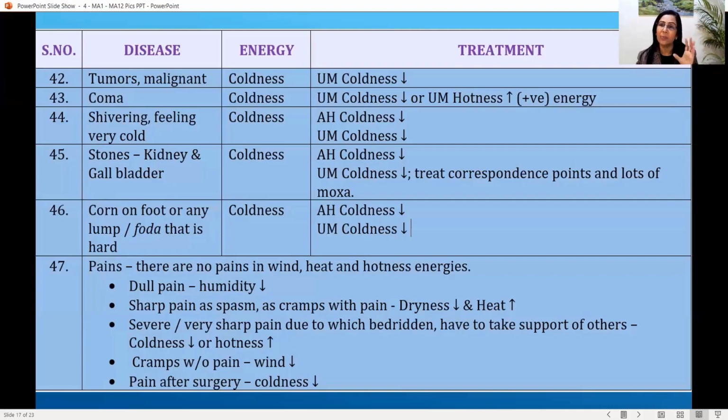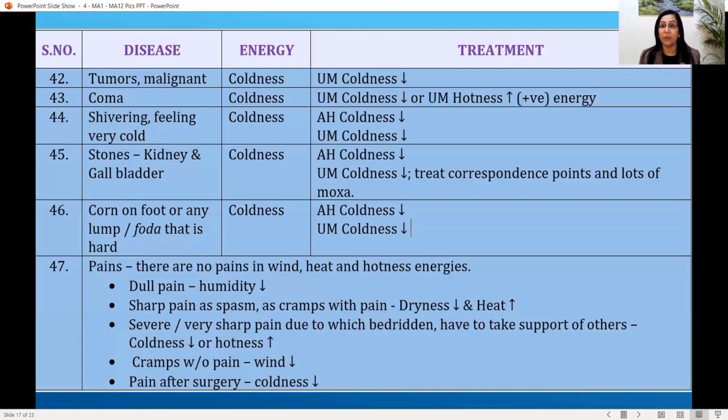In humidity, the pain is dull. It is not too much. So if the pain in any part of the body is dull, then you should sedate humidity in that particular organ. But if the pain is very sharp, like cramps, then you have to sedate dryness, and you can tonify heat also to give power to that organ or that part.